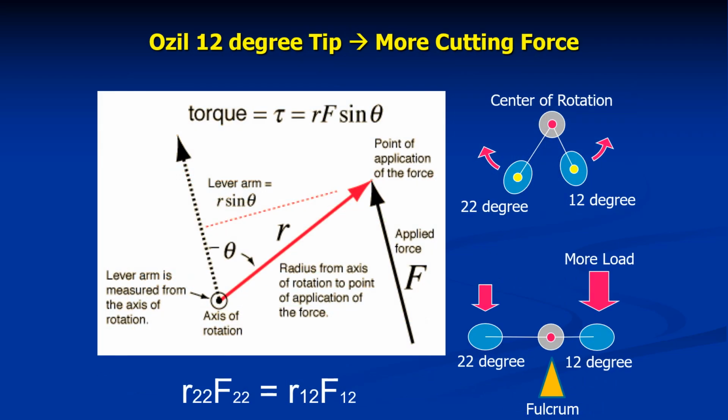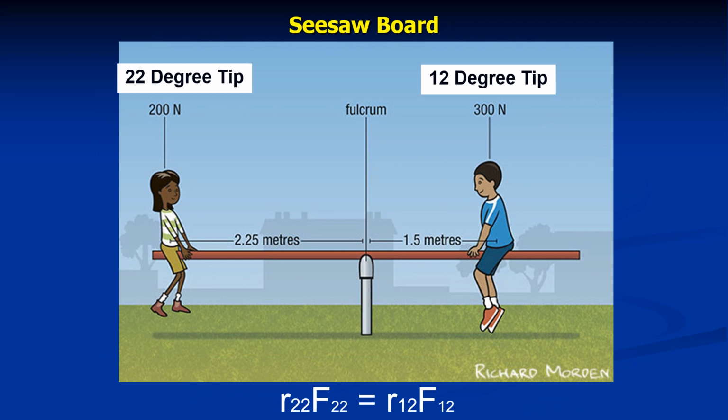Let's have a look at a physics formula of torque. Since the 22 and 12-degree tips share the same amount of torque because both are driven by the same mechanism, the 12-degree tip, which has a shorter radius, will deliver more cutting force. A seesaw board diagram will help us understand why the 12-degree tip gives stronger cutting force.